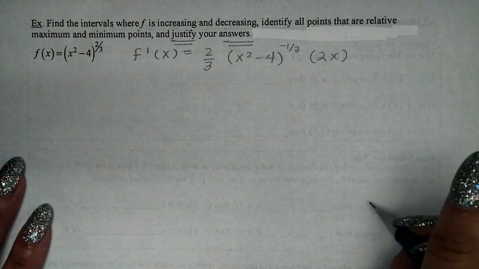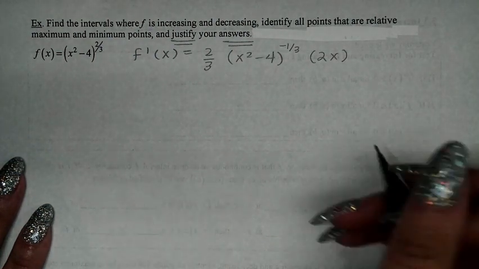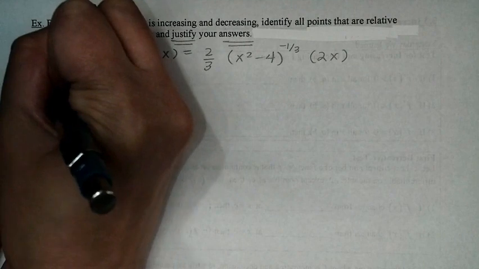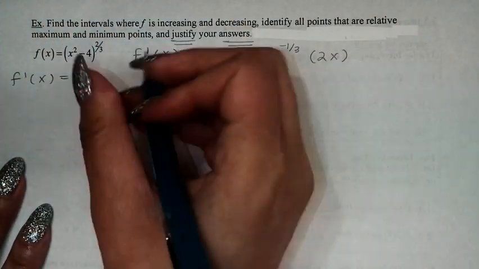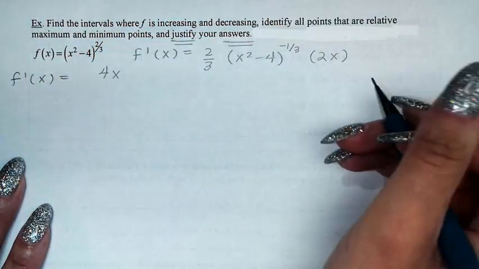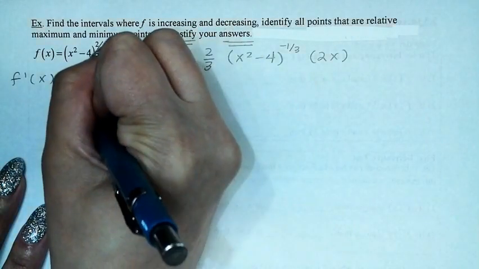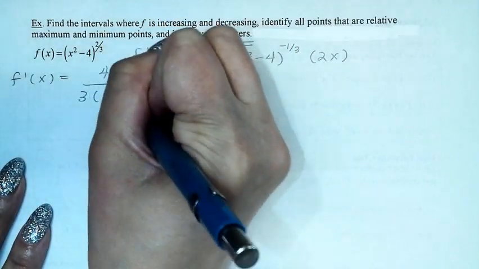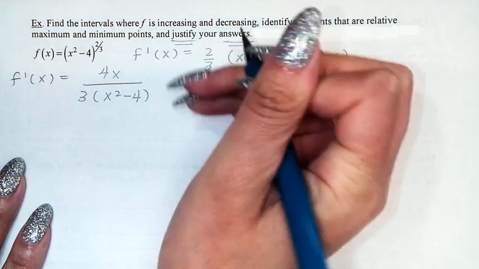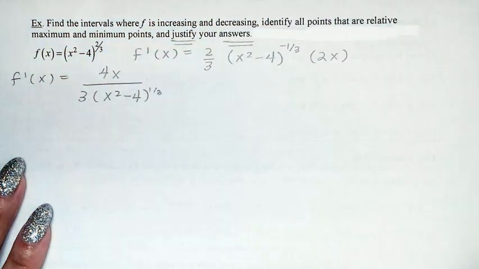Now, if you see it like this, it is not very pretty. So let's rearrange your derivative so it looks a little bit better. At the top you have 4 times x, divided by 3 times (x squared minus 4) to the power of 1/3. Okay, so you have this situation.